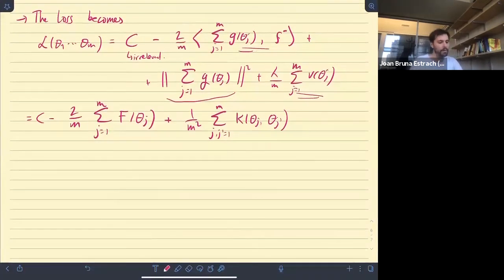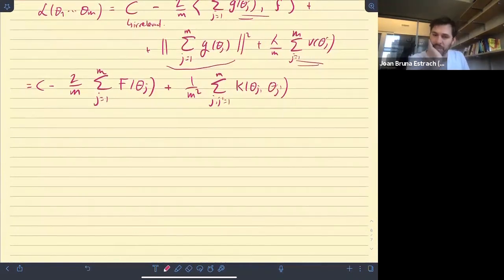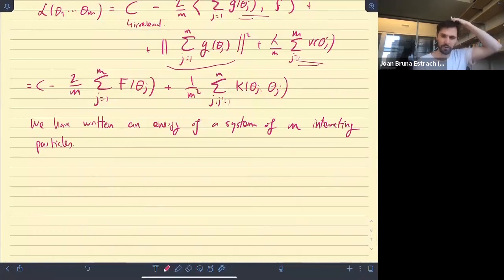Okay. So this now is in a position where this structure, this form of the energy, is very suggestive of a physical system, right? So now we have written an energy of a system of M interacting particles.